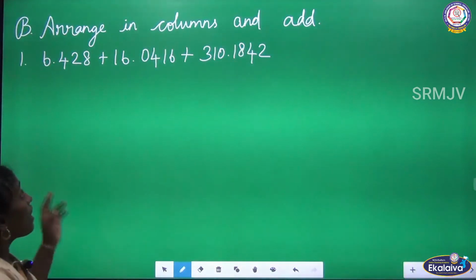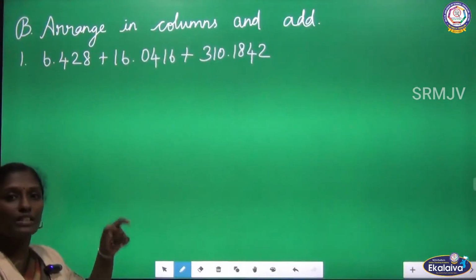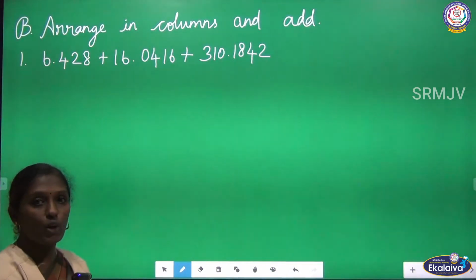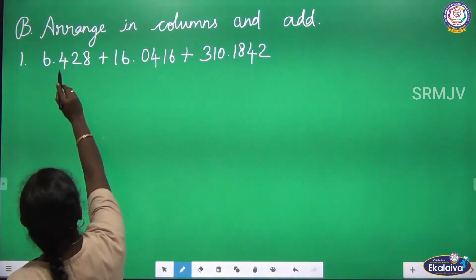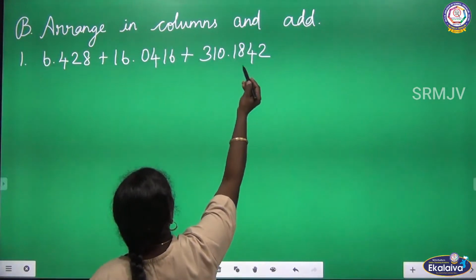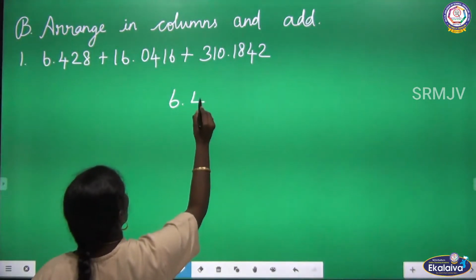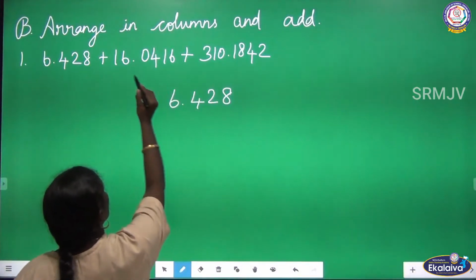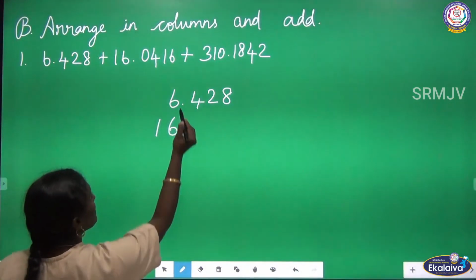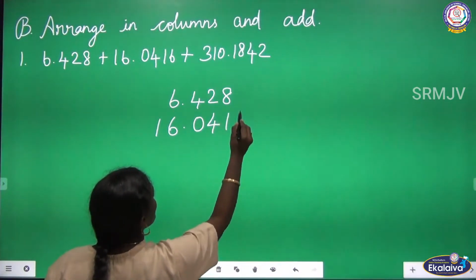Then the next question: arrange in columns and add. Now we are going to arrange the given decimal numbers in columns. After that we have to do the addition. Here according to the place values we have to arrange the decimal numbers. The first number is 6.428, then 16.0416, 310.1842. The first number is 6.428. Here the second number is 16. So tens place here, ones place here, then decimal point, then the first decimal place 0, 4, 1, 6.